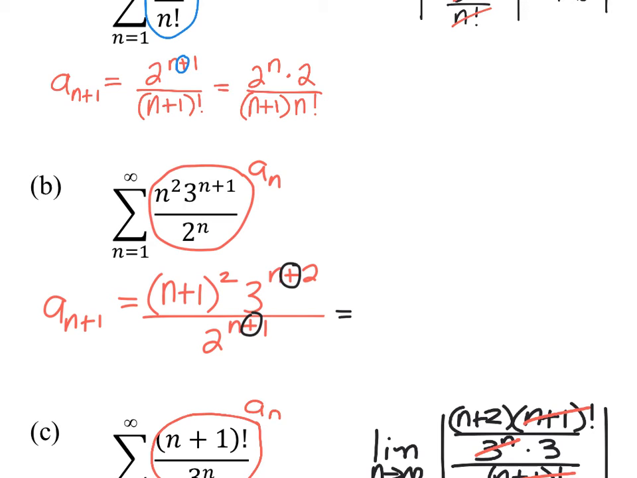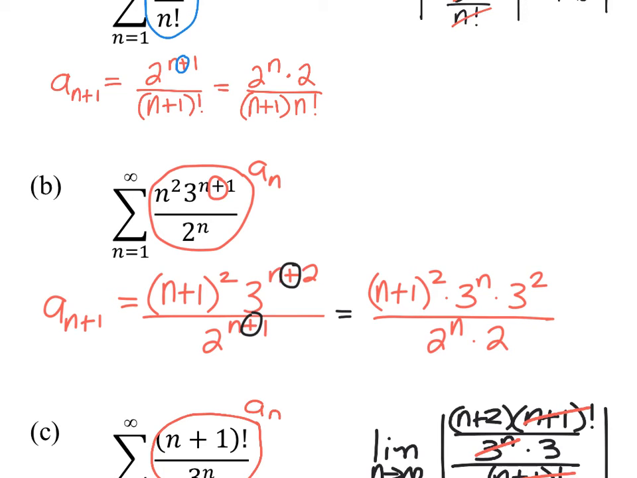Break that up and see where it gets you. Okay, and while we're at it, we got another one right here. We'll break that one up too. Anytime you see a sum or difference in an exponent, just break it up. All right, so I'm looking at n plus 1 squared times 3 to the nth times 3 squared. I'll write it as 3 squared, but you could write it as 9, obviously. 2 to the nth times 2 to the first, or just 2.